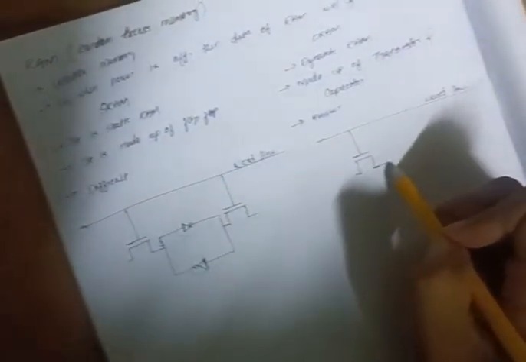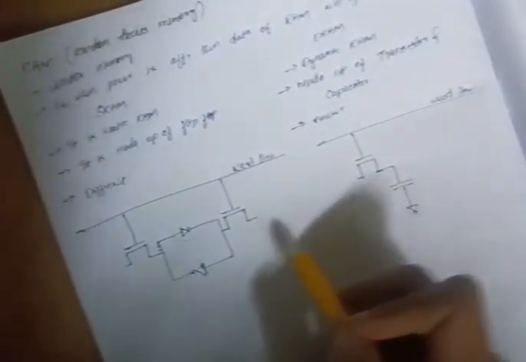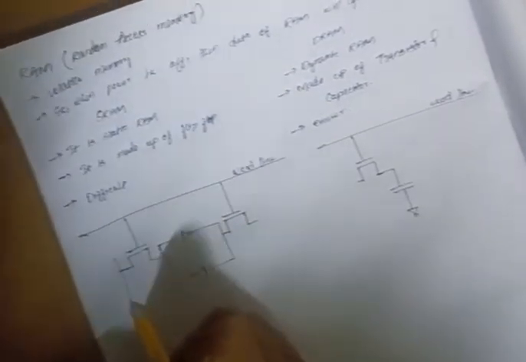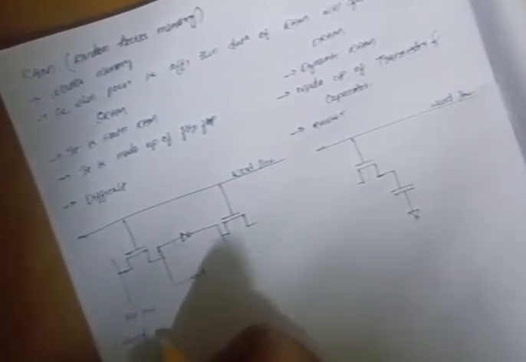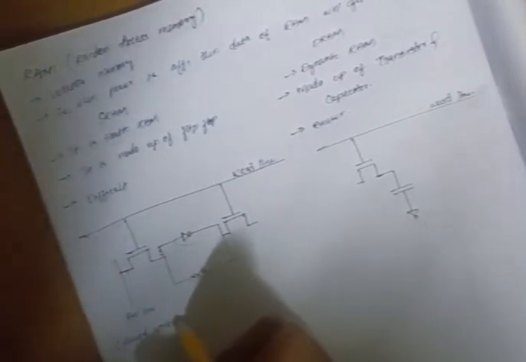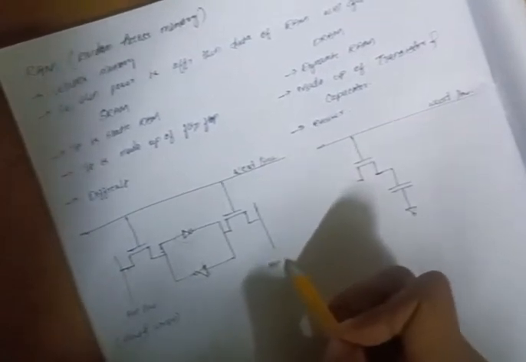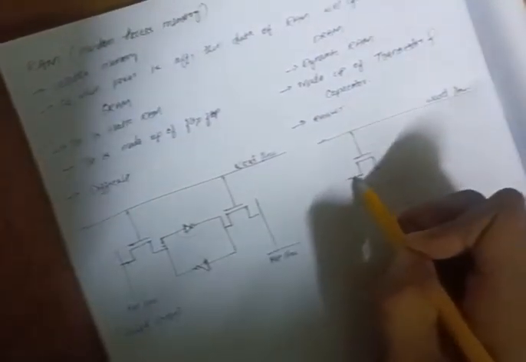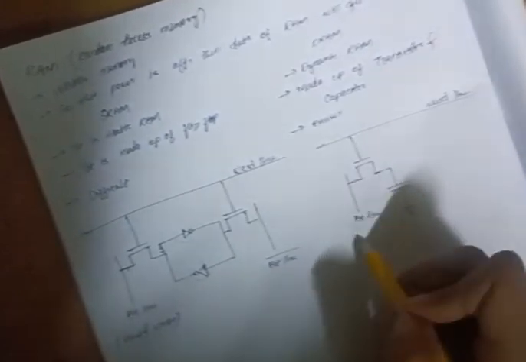Here, in dynamic RAM, we connect the capacitor. We should also know about another line called the bit line, on which we perform read and write operations. Here is the bit line bar, which is the opposite of the bit line. Here also on the bit line, read and write.